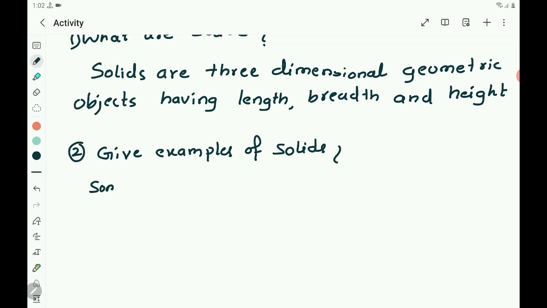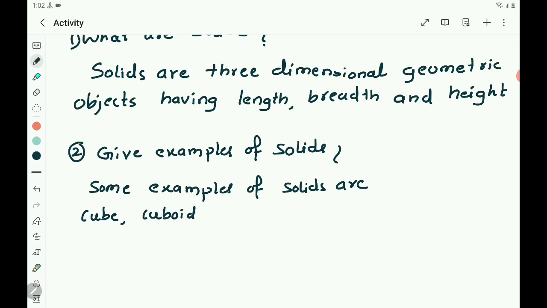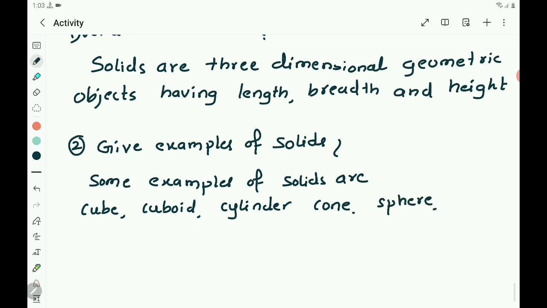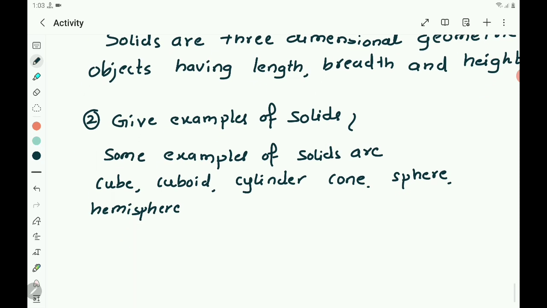Some examples of solids are cube, cuboid, cylinder, cone, sphere, hemisphere. Also you can write pyramid, prism, etc.